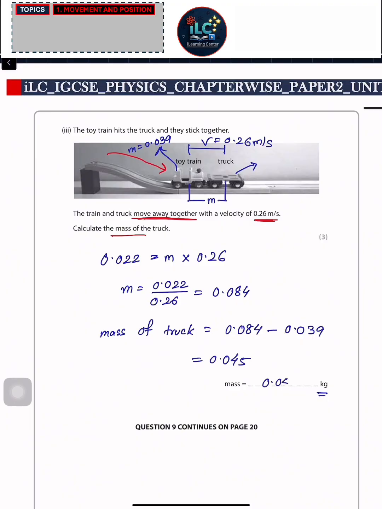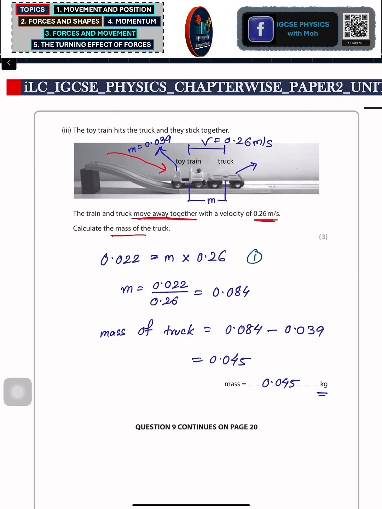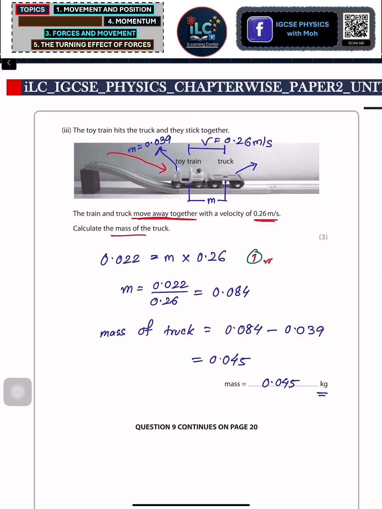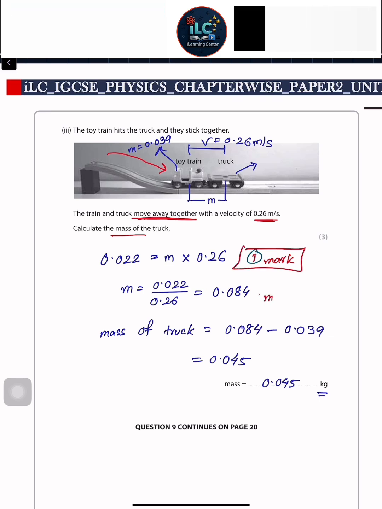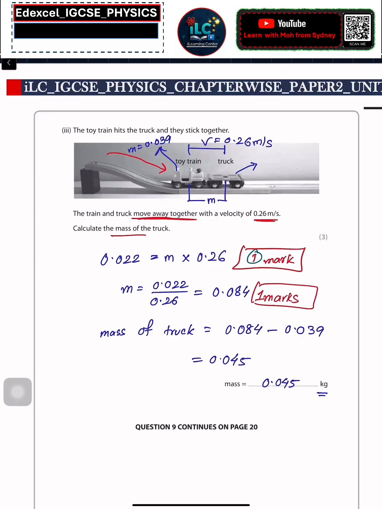Again, if you look at the numbering, I'll just quickly explain, this will help you. Using the concept of conservation, we got 1 mark here. This gave you 1 mark here. You got 1 mark for this, 1 mark for this, 1 mark for this calculation. So finally, just to find the mass, you got another 1 mark.